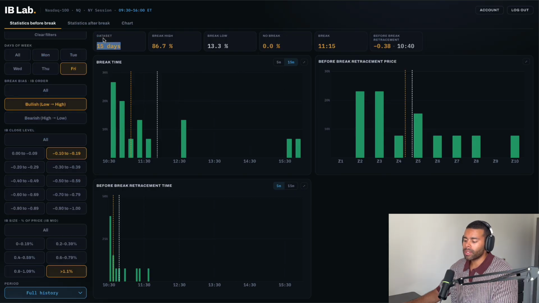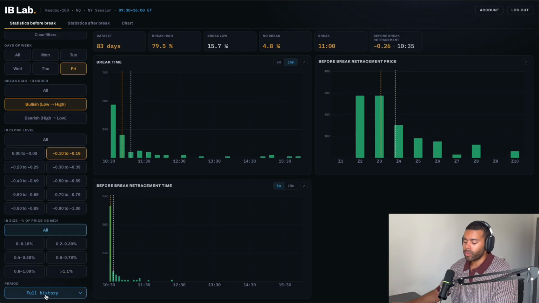We only have 15 data sets. And in my point of view, that's over filtering. Whenever you go below 20 data sets, the data can be skewed and it won't be as accurate. So I wouldn't recommend going as low as this, for example.